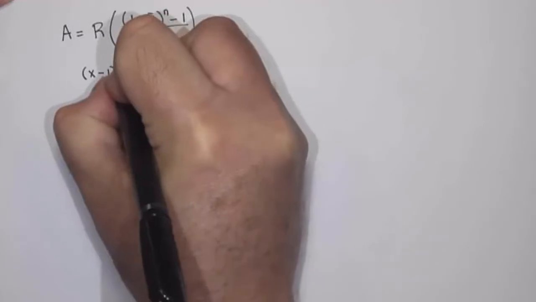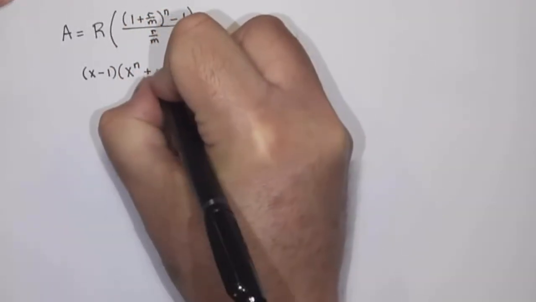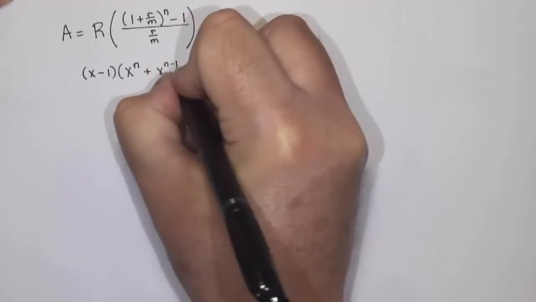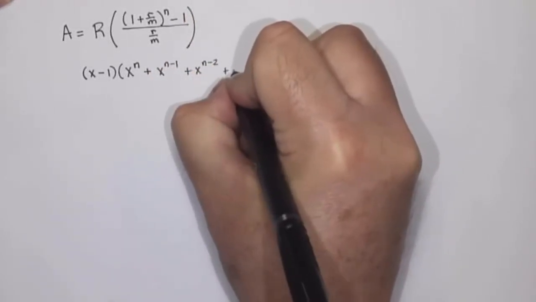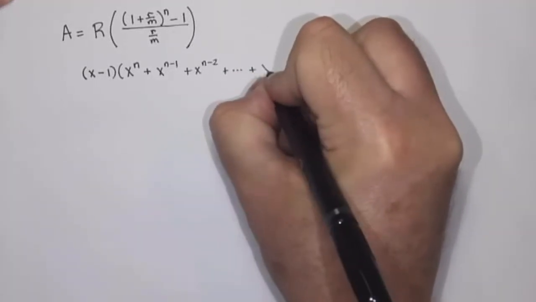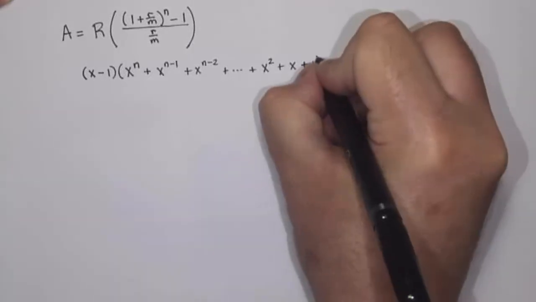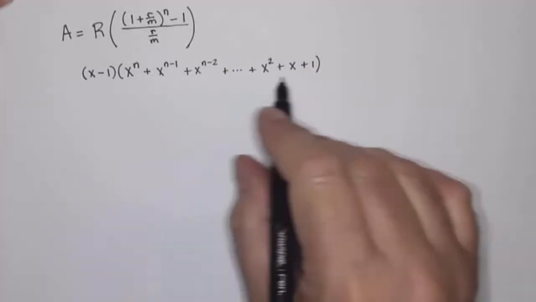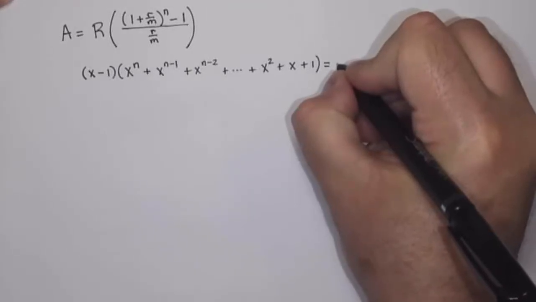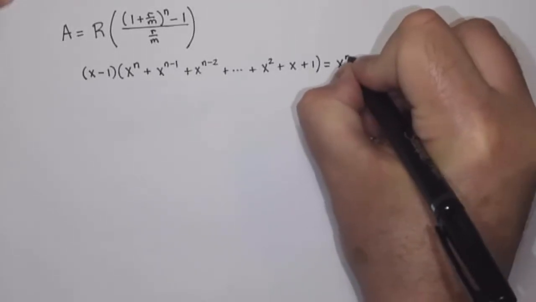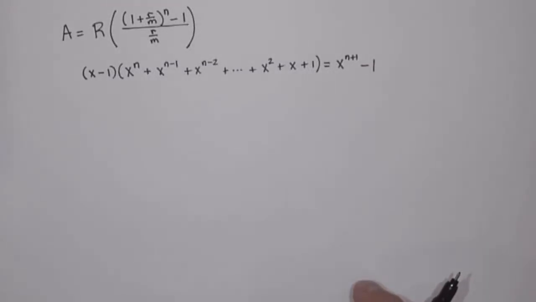take x minus 1 times some polynomial, x to the n plus x to the n minus 1 plus x to the n minus 2, and so on until we get down to plus x squared plus x plus 1. So in algebra, if we multiply something like this out, that will just equal x to the n plus 1 minus 1.